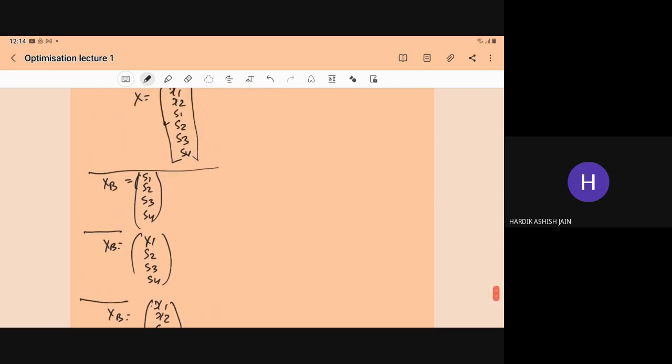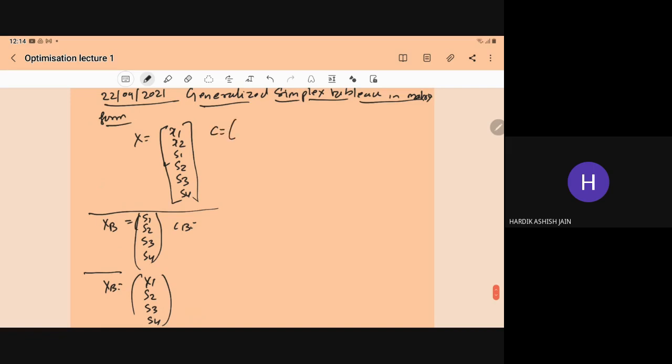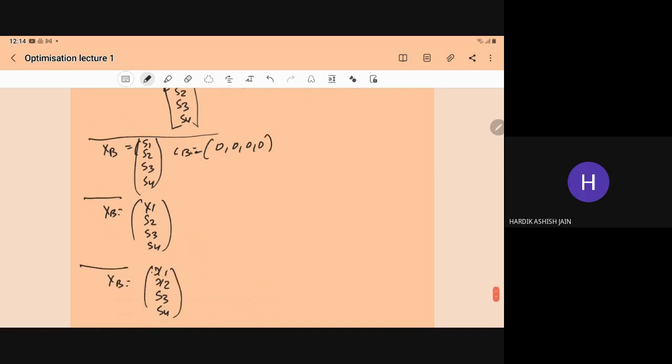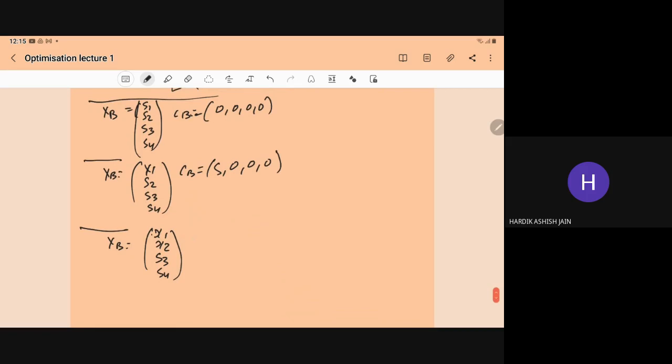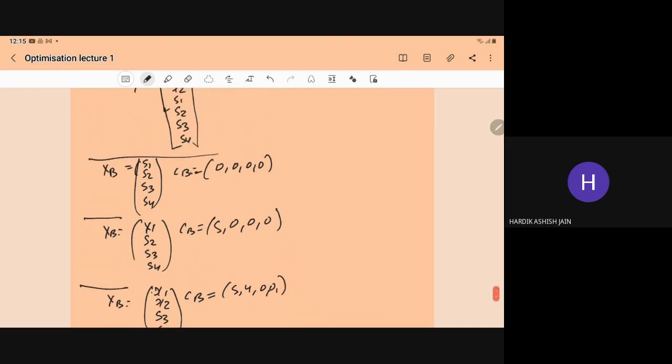So in this case, C is 5, 4, 0, 0, 0, 0. Corresponding to s1, s2, s3, s4 the costs are 0, 0, 0, 0. Corresponding to x1, s2, s3, s4 the costs are 5, 0, 0, 0. Corresponding to x1, x2, s3, s4 it will be 5, 4, 0, 0. This is the corresponding cost.